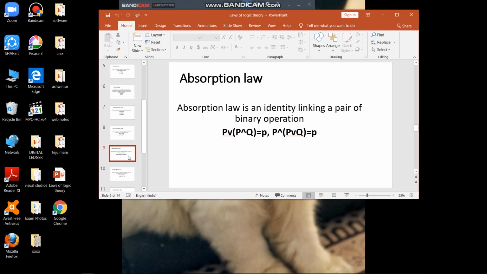And next is the absorption law. The absorption law is an identity linking a pair of binary operations, where P or (P and Q) is equivalent to P, and P and (P or Q) is equivalent to P.